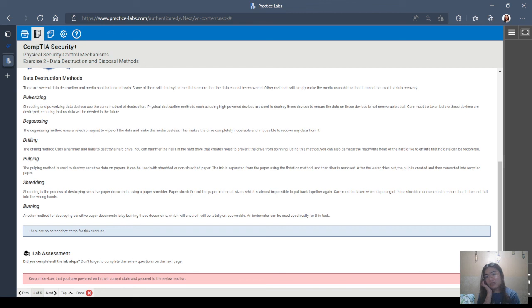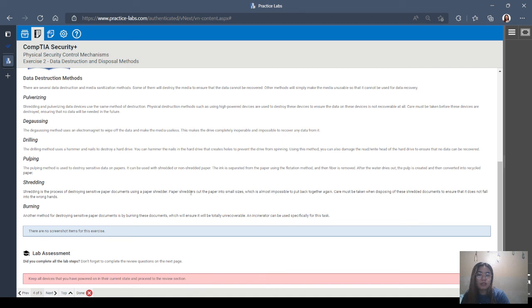Drilling method uses a hammer and nails to destroy a hard drive. You can hammer the nails into the hard drive, which creates holes to prevent the drive from spinning. Using this method, you can also damage the read or write head of the hard drive to ensure that no data can be recovered.